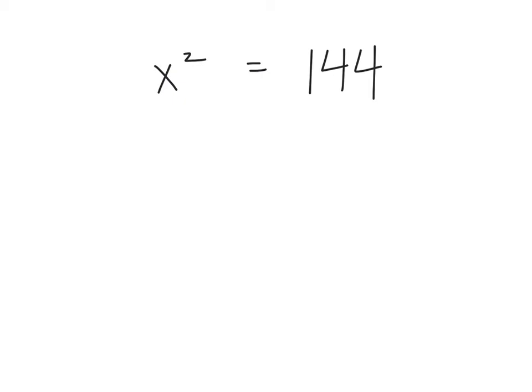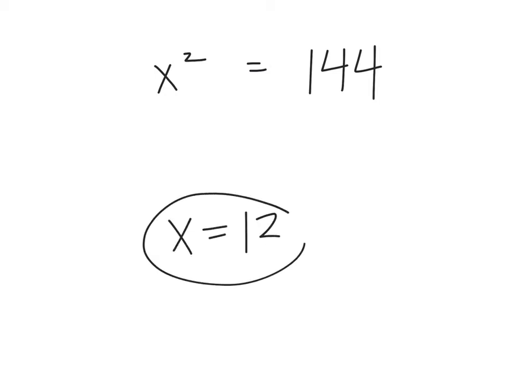So here's our first example. X squared is equal to 144. In your mind, think of a number that when squared equals 144. Some of you guys are probably coming up with 12. And yes, that is true because 12 squared does equal 144. But you're actually missing another answer completely.